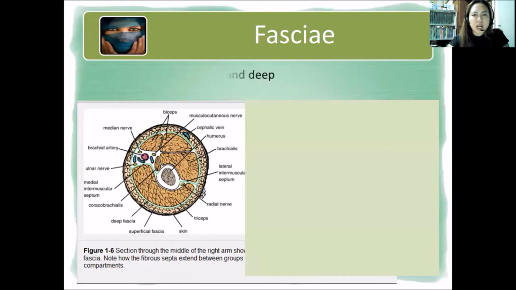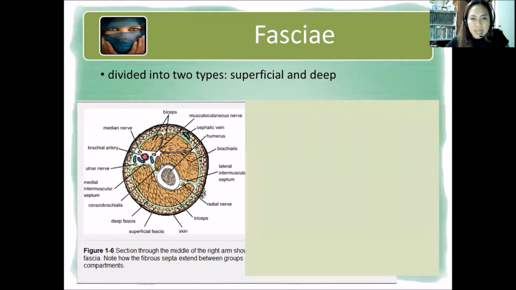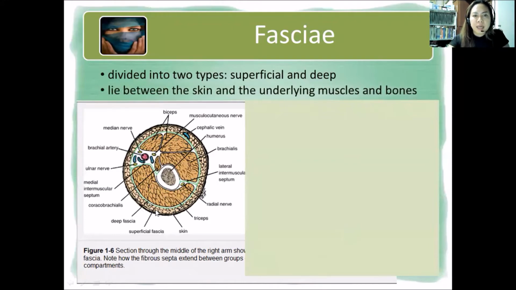Okay, now let's go to fascia. When we say fascia, ano ba tong fascia? Meron tayong superficial na fascia, merong deep or mas nasa ilalim na fascia. Okay? So kung may superficial, merong deep. So in this picture, what you can see, etong green, surrounding this muscle is the deep fascia. So, mas superficial sa kanya, of course, is the superficial fascia. Okay? They usually lie between the skin and the underlying muscles and bones.